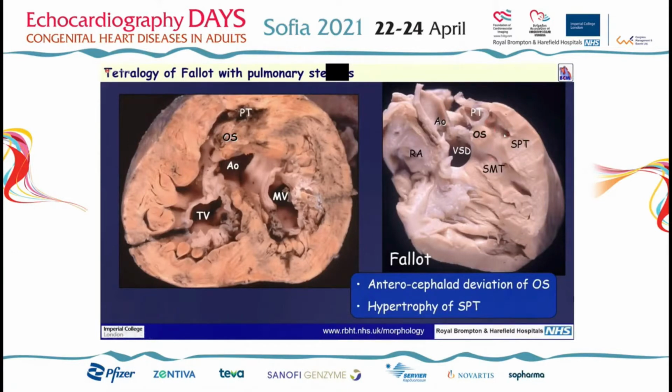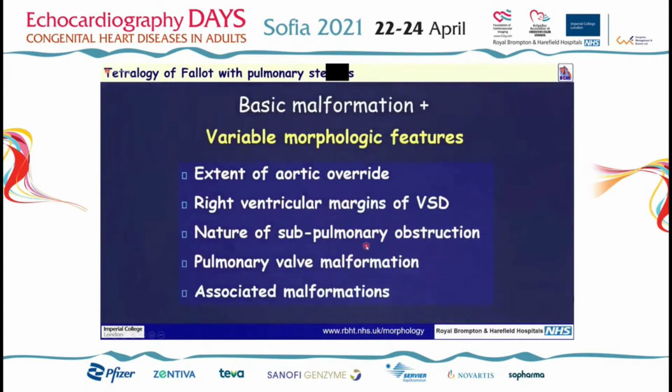And furthermore, the septoparietal trabeculations are hypertrophied, contributing further to the narrowing of this outflow tract to the pulmonary valve. So then we have postnatally hypertrophy of the septoparietal trabeculations, as well as right ventricular muscular hypertrophy. But in most cases of Fallot's tetralogy, there is a basic malformation of the four features, plus a variable extent of morphologic features, as we have listed here.